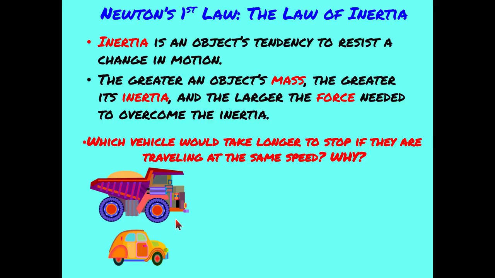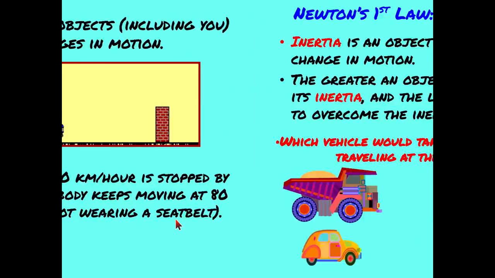So which vehicle would take longer to stop if they were traveling at the same speed? That would be the truck, of course. Think of 18-wheelers on the highway and the small little car. The small little car can go in and out and back and forth quickly, whereas the truck cannot. So you have that.